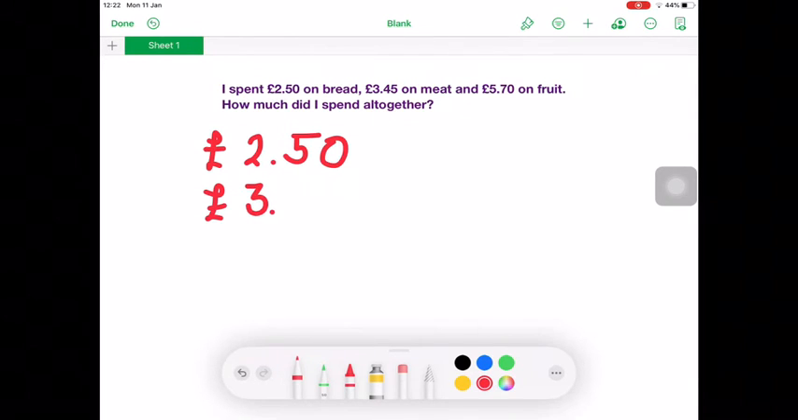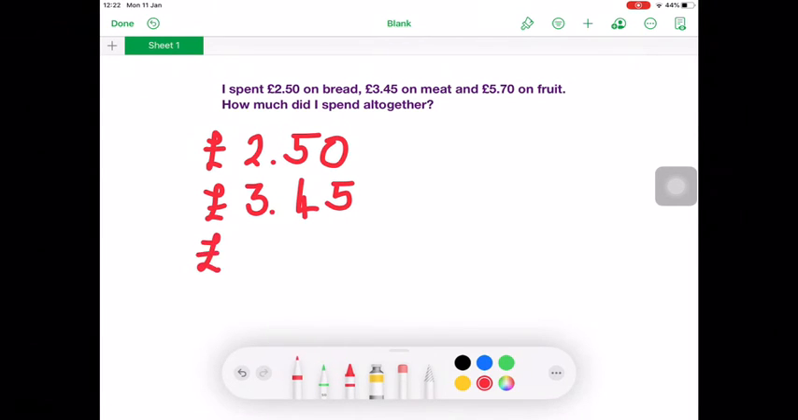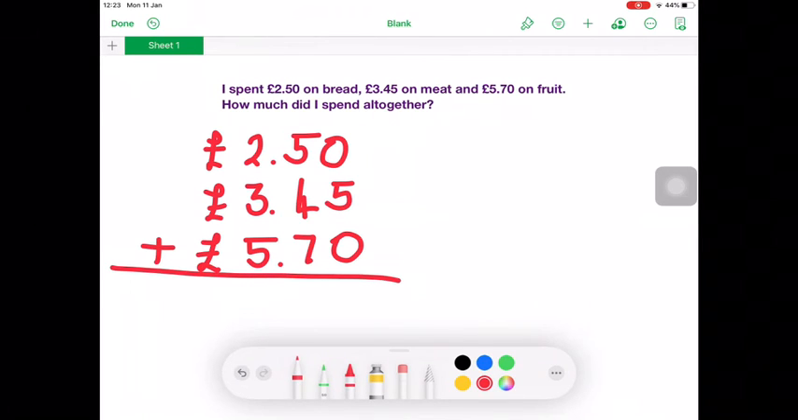plus £3.45. Your work will be much neater than mine writing on an iPad. £5.70. So we're adding 3 amounts. And even though this is money, still use the exact same process. So we'll begin with our units in our pence column.